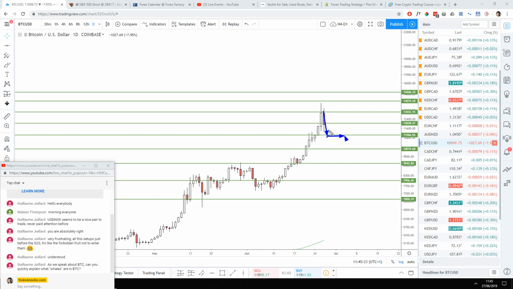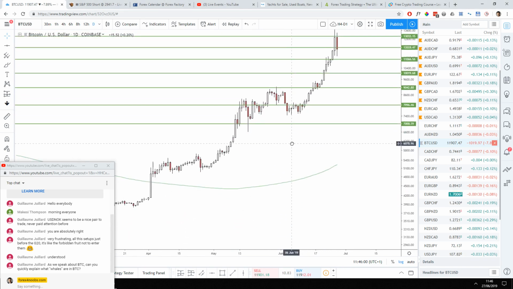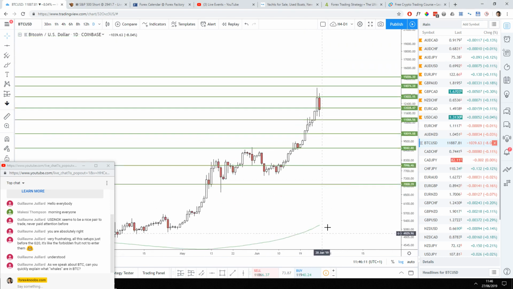I'm going to look to buy around about here for a long trade going up, as long trades do. So what I'm doing with Bitcoin is I'm just waiting for a pullback, for price to settle, and then for price to continue up, like it has done here. Price settled, continued up. That's what I'm looking for. So I'm looking for price to settle at either the 12,000 where it's at now or around about the 11,000. So that's my analysis for Bitcoin.